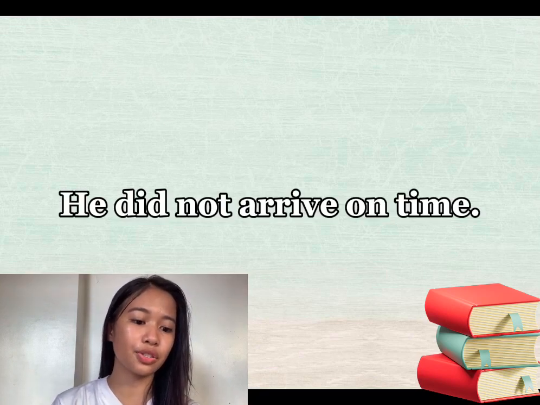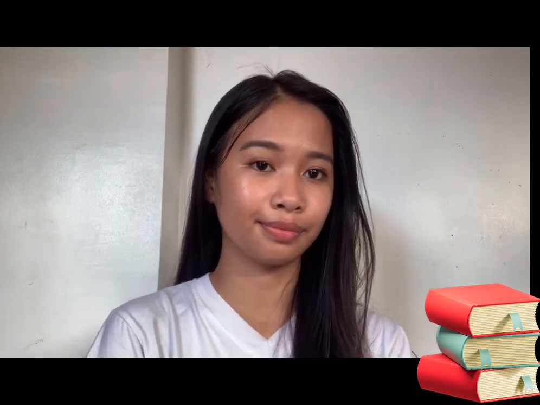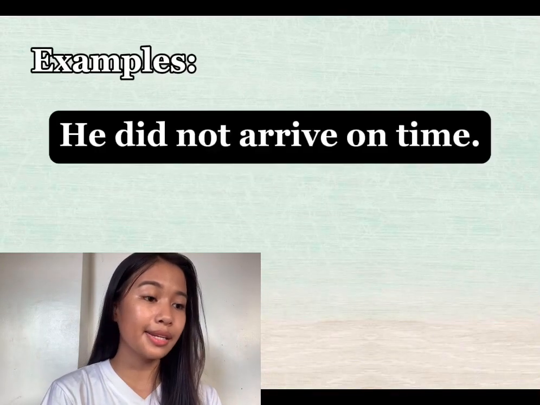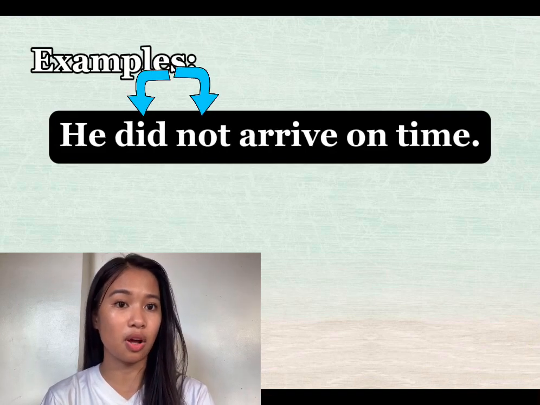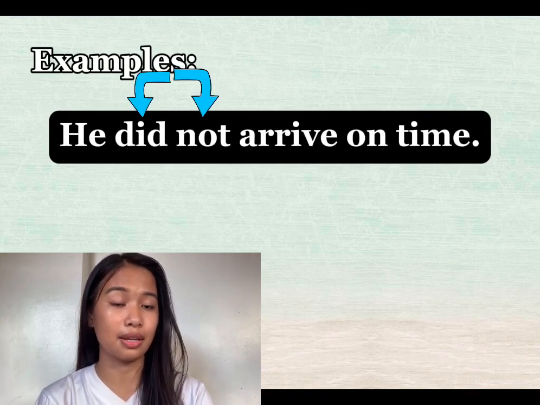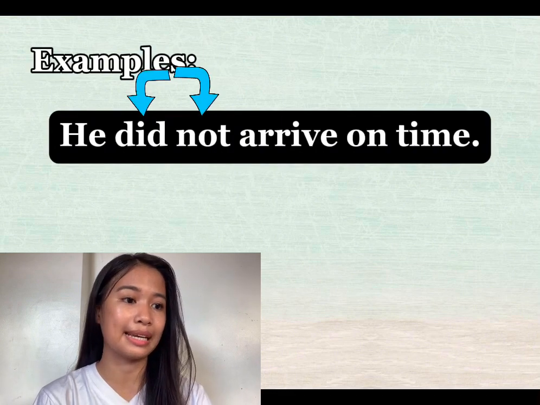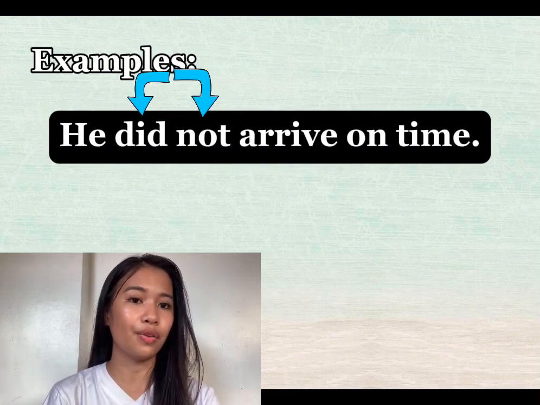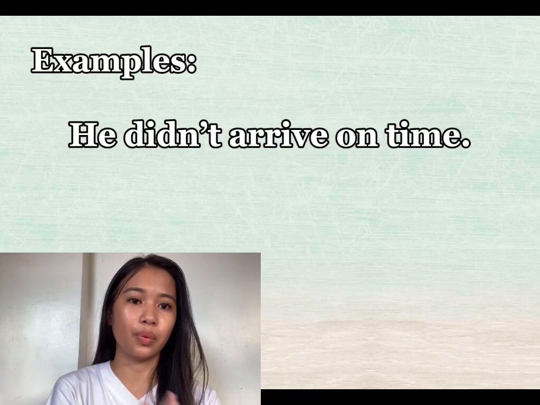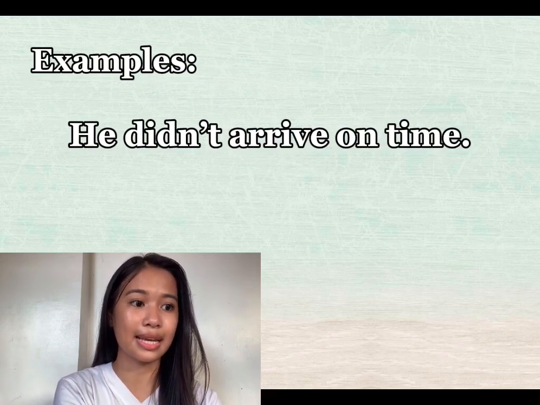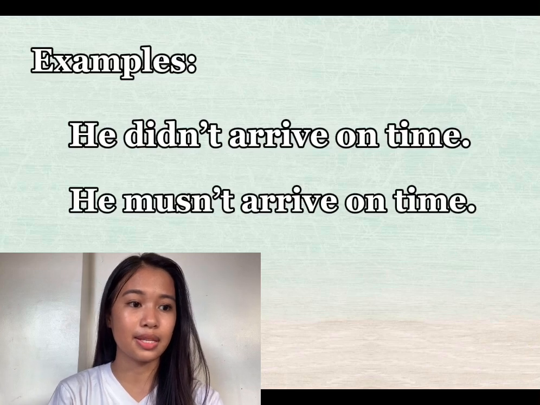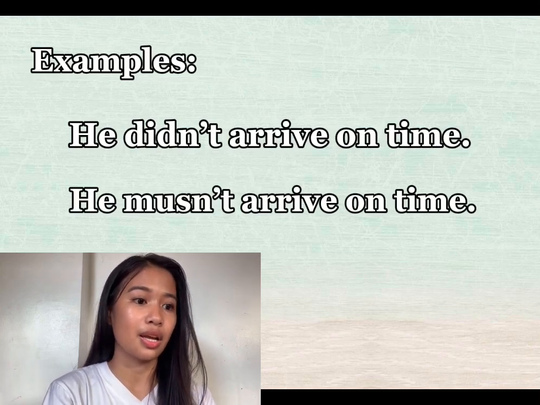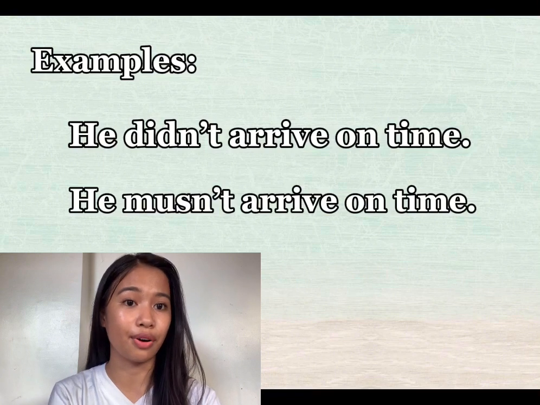Not may be contracted or reduced and attached to the auxiliary immediately before it. So I'll give you an example. He did not arrive on time. Did is the auxiliary verb and not is the negative word or the negation in the sentence. So if you contract the two, it will turn into this sentence. He didn't arrive on time. Same to the conditions in this sentence. He mustn't arrive on time.